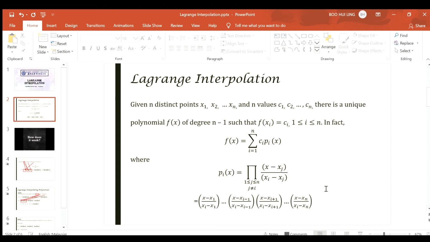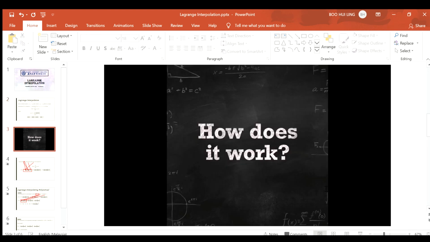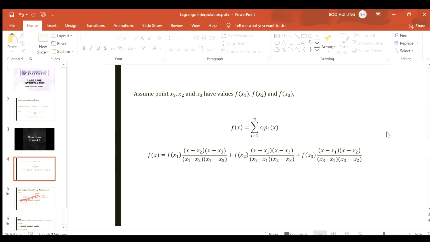So I'm going to explain it in a simpler way, and then you all will have a better understanding about the Lagrange interpolations. So how does this Lagrange interpolation work? Actually, it's very easy. So assume that we have 3 points x1, x2 and x3, which have the values f(x1), f(x2) and f(x3). And this formula actually can be written in this form. So how can we know this? Actually, it's very easy to form this equation. Let me explain to you all.